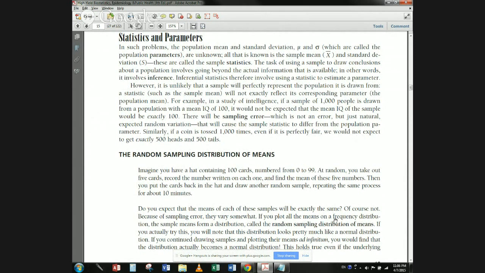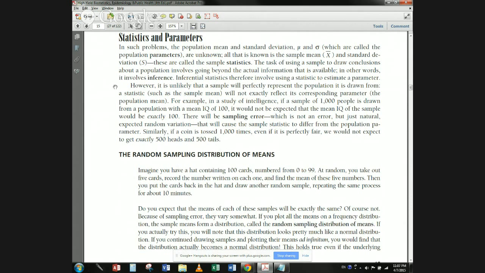The task of using a sample to draw conclusions about a population involves going beyond the actual information that is available. In other words, it involves inference. Inferential statistics therefore involve using a statistic to estimate a parameter.